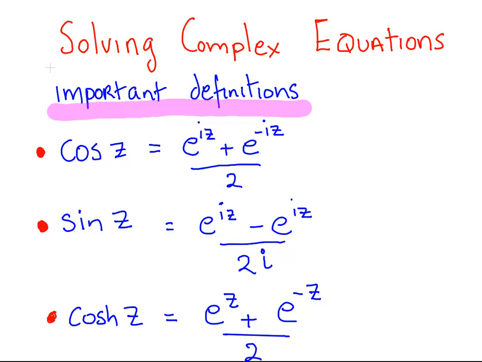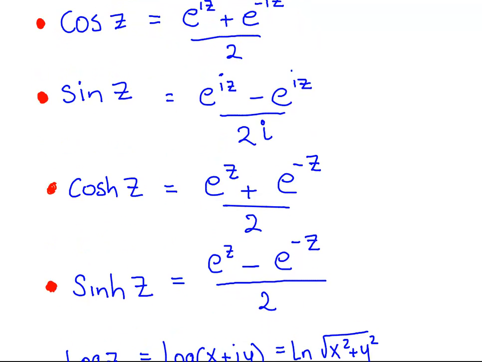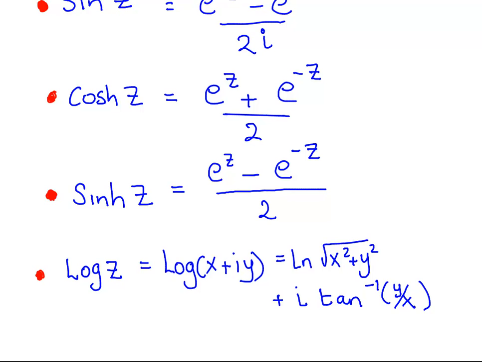We have the hyperbolic functions down there as well, cosh and sinh. The last one here is the log of z, where z is in the form x plus iy, a complex number. We can re-express that as the natural log of the square root of x squared plus y squared, that's the log of the modulus, plus i times the argument of z. So this is the modulus here, and that's the argument theta. Okay.